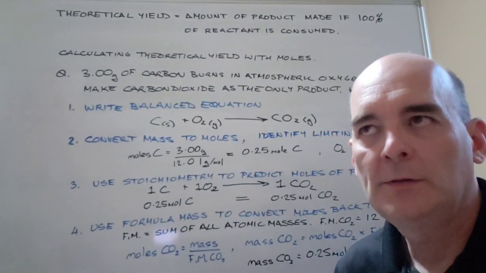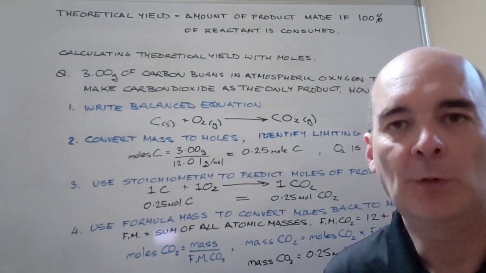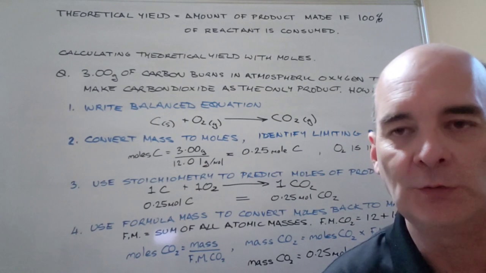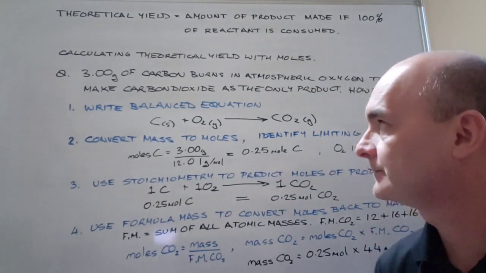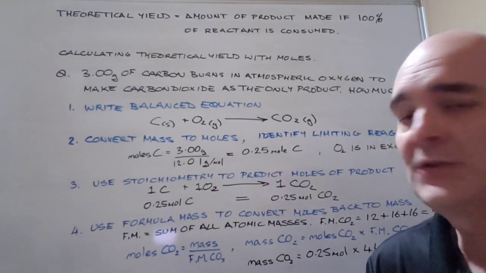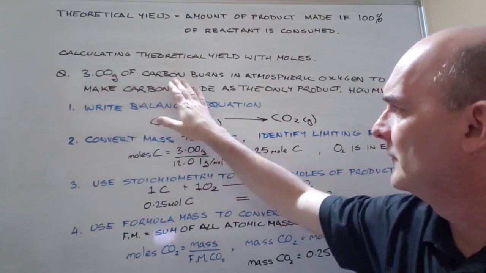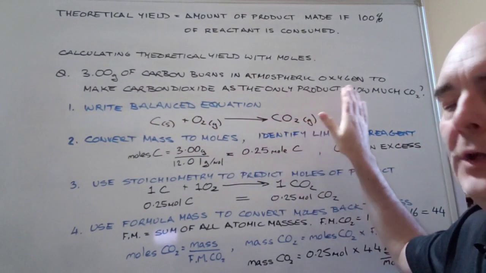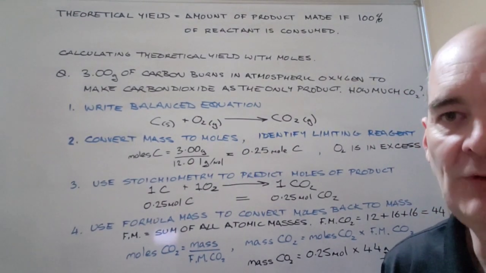We use the mole to help us find quantities in chemical reactions. And one of the quantities that we want to find is called the theoretical yield. The theoretical yield is the amount produced when 100% of the reactants have reacted to completion. So I've set up a calculation that is set to find theoretical yield. And the question says, 3 grams of carbon burns in atmospheric oxygen to make carbon dioxide as the only product. How much carbon dioxide is produced in this reaction?